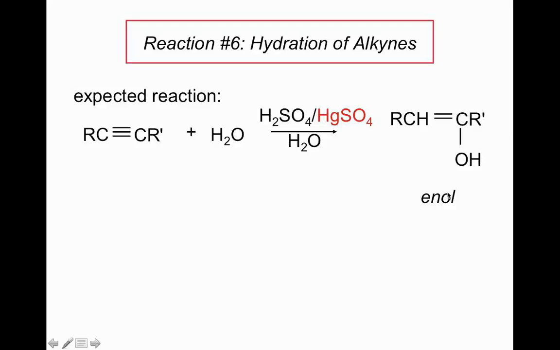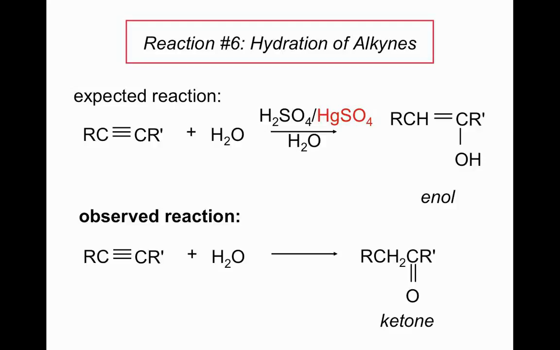This product is called an enol because it contains an OH group bonded to a vinyl carbon in a double bond. If you look on the slide, you can see here there is an ene, an alkene, and an alcohol. Put it together and you get an enol. In reality, in the laboratory, we see that the product of this reaction is not an enol, but is instead a ketone. We'll take a look at the mechanism by which this occurs.